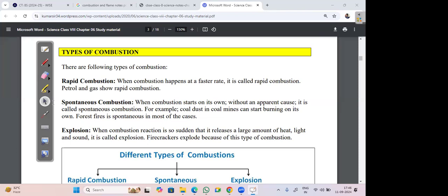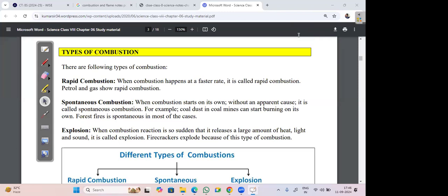Such reactions of spontaneous combustion generally happen when the ignition temperature is very low or when the surrounding temperatures are very high. Then you can have spontaneous combustion. A combustion that starts on its own without an apparent cause is called spontaneous combustion. For example, coal dust in coal mines can start burning on its own.